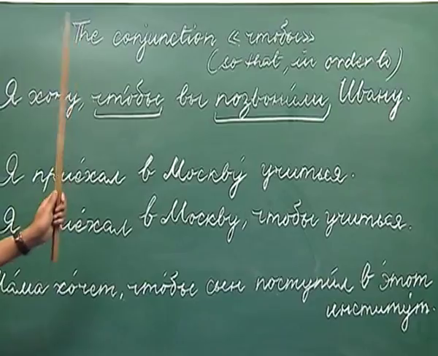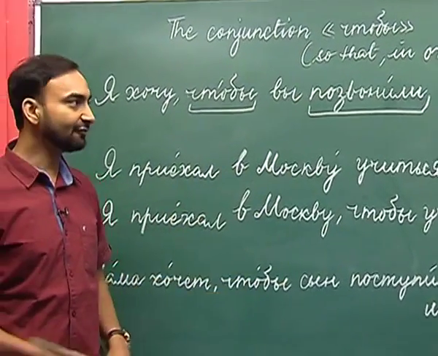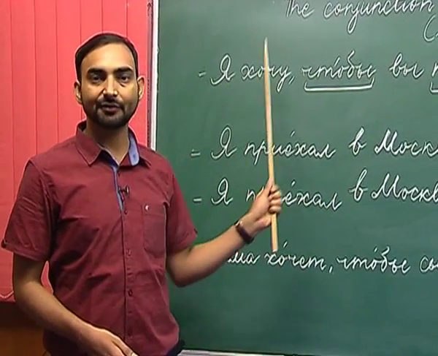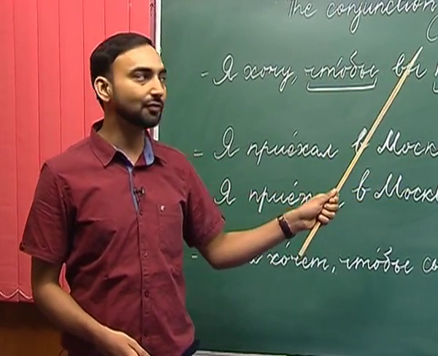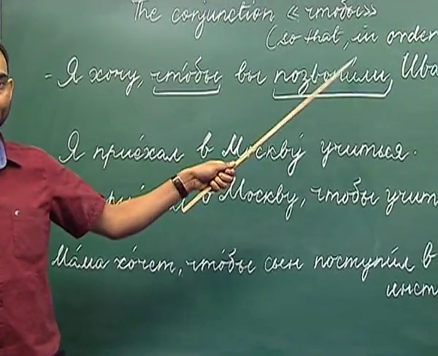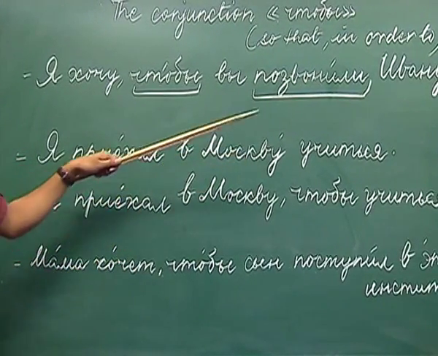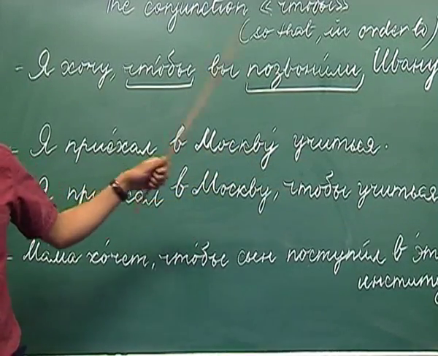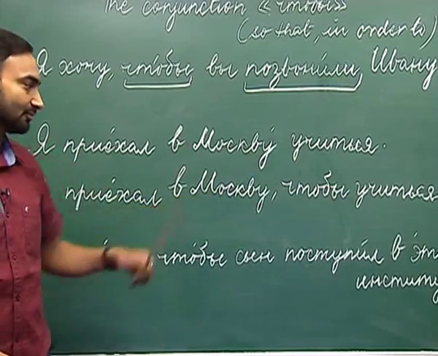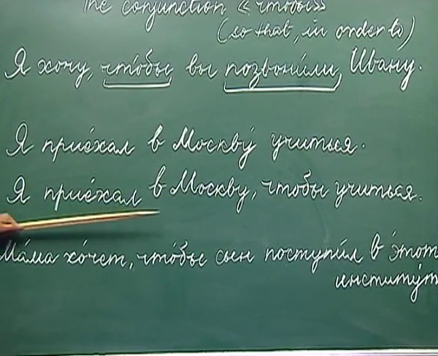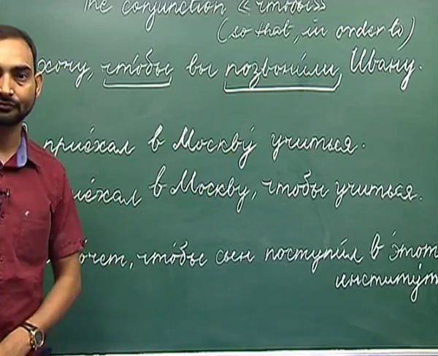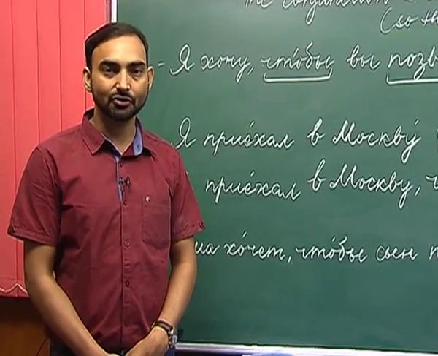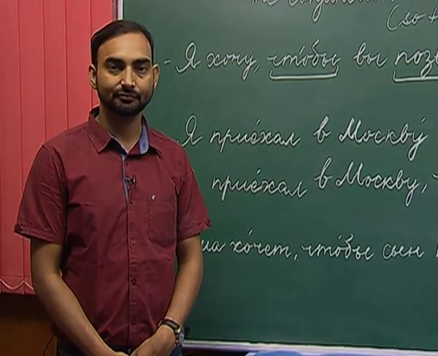So, this is how the conjunction shtoby is used if there are two subjects, I mean different from each other in the principal and the subordinate clause. We use the verb in the past tense in the subordinate clause, and if the subjects are the same in the principal as well as in the subordinate clause, we use the verb in the infinitive form, like we have used here, ya priechal v Moskvu shtoby uchitsa. So, this is about the conjunction shtoby, which means in order to or so that.